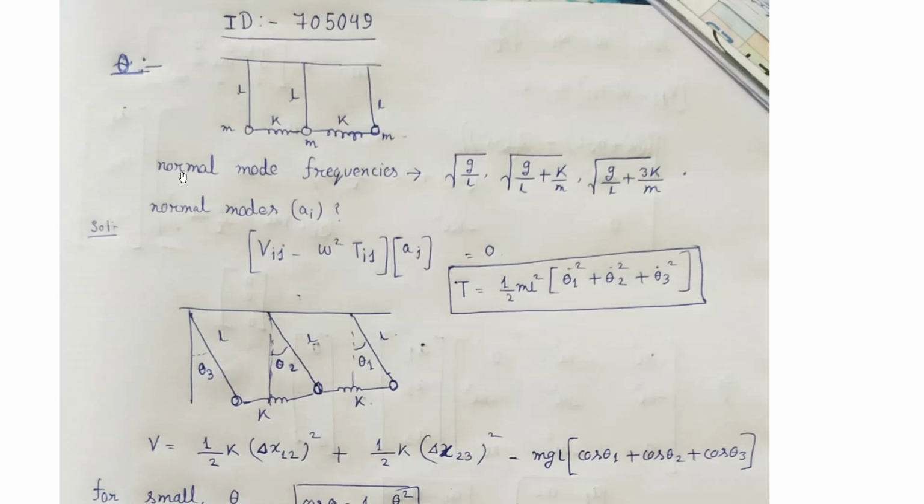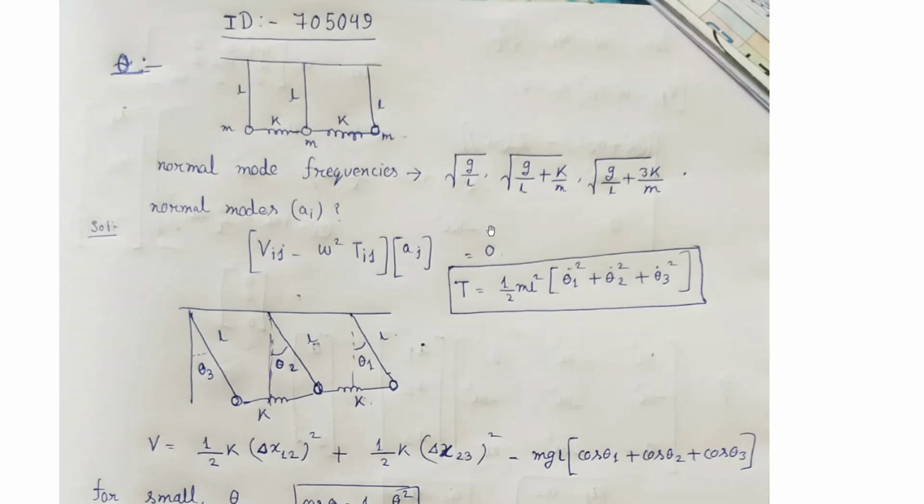And after displacement, they have given the normal mode frequencies: root of g by L, root of g by L plus k by m, and root of g by L plus 3k by m. So these normal mode frequencies are given, and now you have to find the normal mode displacements actually. Here three normal mode frequencies are given.